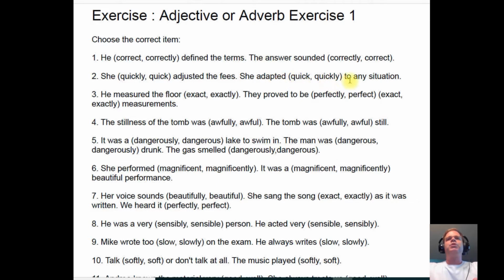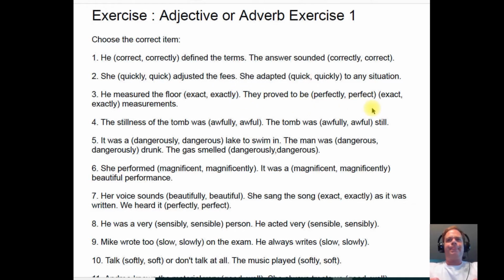She adapted to any situation. So again, we want to figure out which one is this word going to modify. It's going to modify adapted. What part of speech is that? We've got our subject, noun, verb coming after the subject in English, and it is modifying the verb. So quickly again. She adapted quickly to any situation. He measured the floor. Exact or exactly. So what is the word this going to modify? Measured. We've got our subject, noun, verb. He measured the floor exactly.